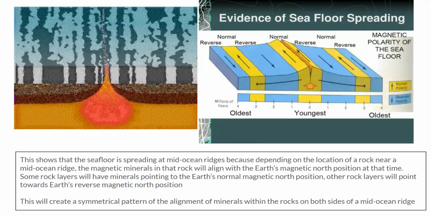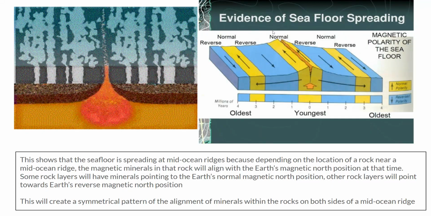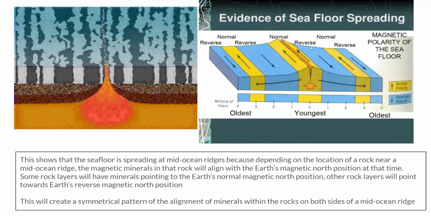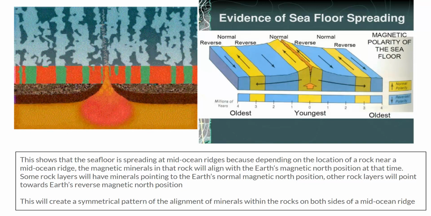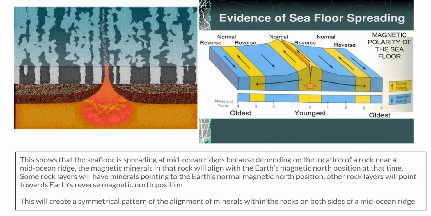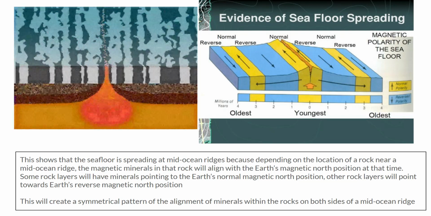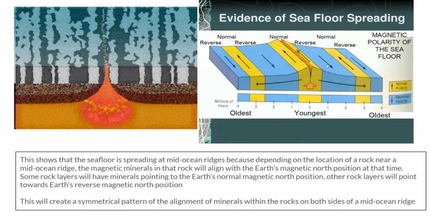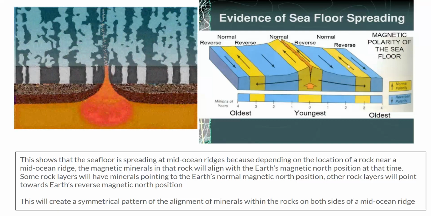So as we're creating new rocks, some rocks will point towards the Earth's magnetic north at the time, but if the Earth's magnetic north reverses, the other rocks will point towards the other side, pointing towards the Earth's magnetic north at the time. So every 600,000 years or so, as we're getting new crust at the mid-ocean ridge, that new crust will point towards the Earth's magnetic north at that time. After 600,000 years or so, when we're getting brand new crust again, that brand new crust will point towards the new position of the Earth's magnetic north, and so on.